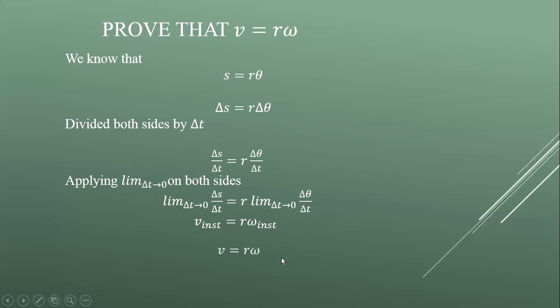Finally, v is equal to r omega. So this is the relationship between linear velocity and angular velocity. The same expression can also be written in vector form. This is vector form: v is equal to omega cross r. v is linear velocity, omega is angular velocity, r is the position vector. So this cross product is equal to linear velocity.